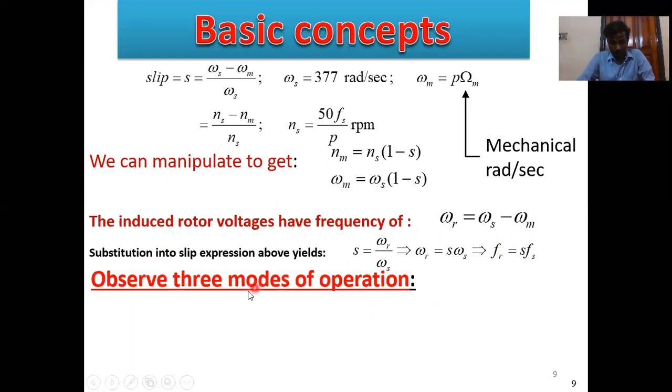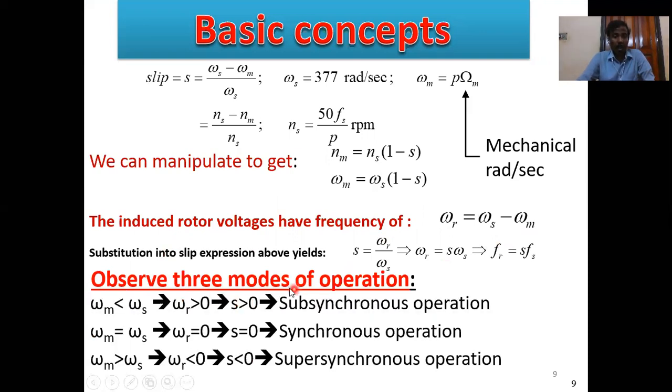And observe three modes of operation. The three modes of operation are the main section of the doubly fed induction generator. First mode, subsynchronous operation. Second, synchronous mode of operation, and third, super synchronous mode of operation.